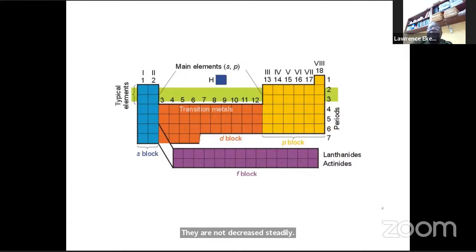Why? Because of two reasons. Number one is that from the top of the group to the lower part of the group, there's a transition from non-metals to metalloids to metals. So, for example, in the P block elements, we have the boron family, the carbon family, the nitrogen family, the fluorine family, and the last group of the family, which is the neon family.